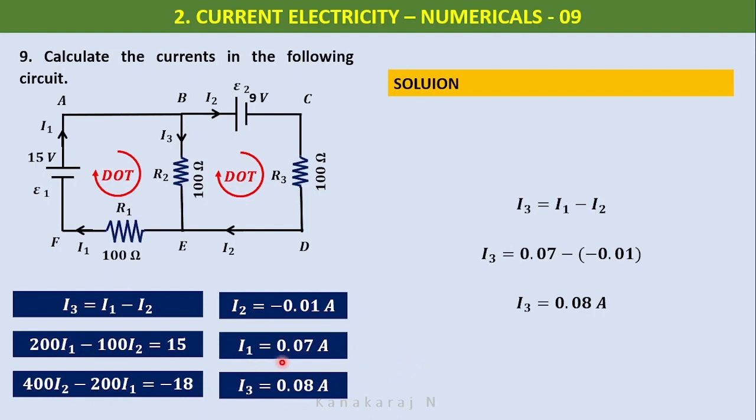I1 is positive. That means the direction of I1 is in the direction of traversal, which is confirmed. Then I2 is negative. That means I2 is not clockwise but anti-clockwise. What we assumed is wrong. So I2 comes negative because it is against the direction of traversal. The final sign decides the actual direction of the current. Then I3 is 0.08, so I3 is downward. That is the same as we have decided. Good.